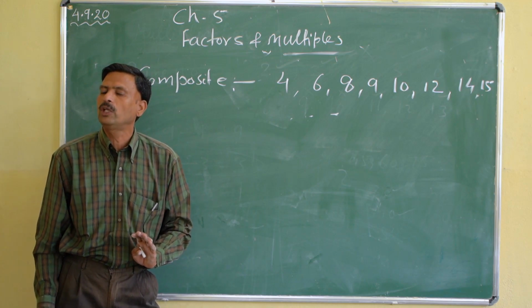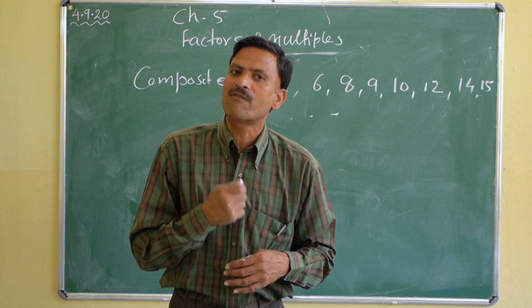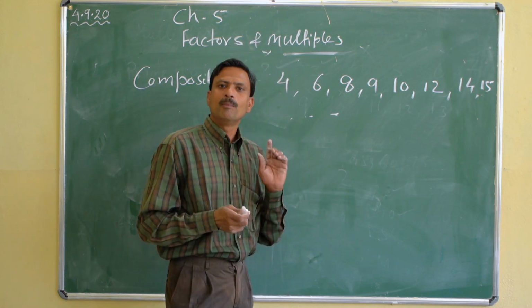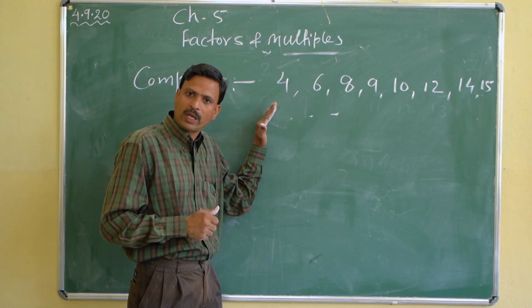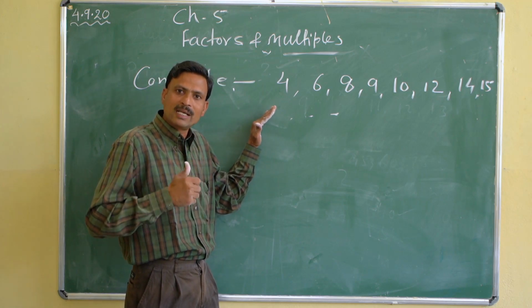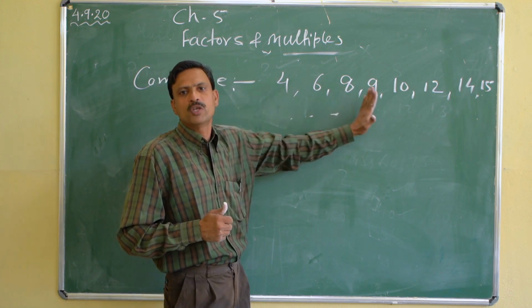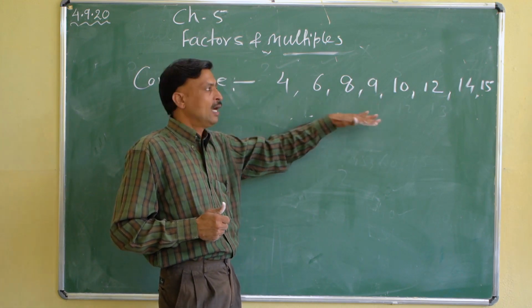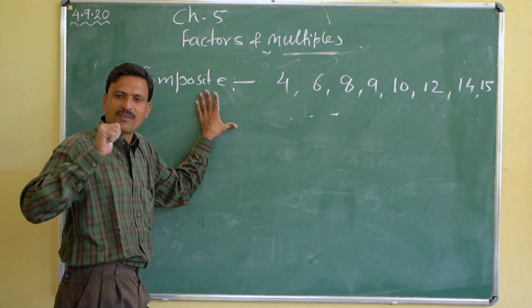Why are these numbers called composite? Because these numbers have more than 2 factors. More than 2 factors means these are divisible by 1 and by itself, but other than 1 and itself, they have one more number or more than one number by which they are also divisible. So, understood what is the meaning of the composite number?